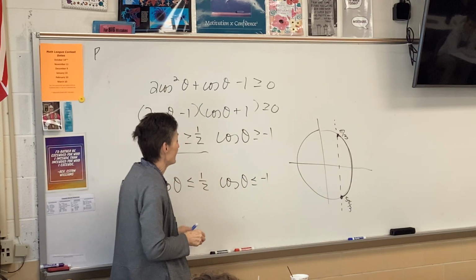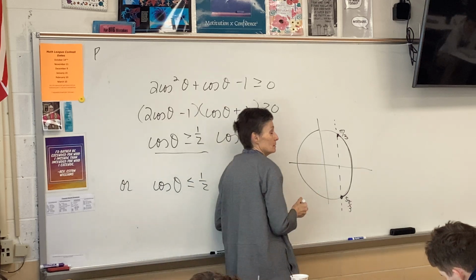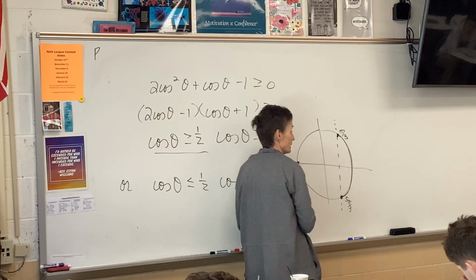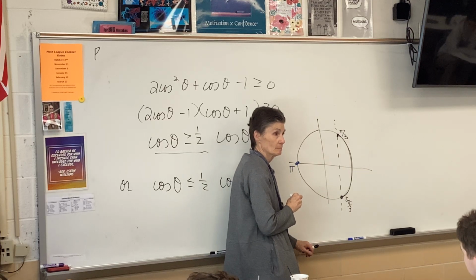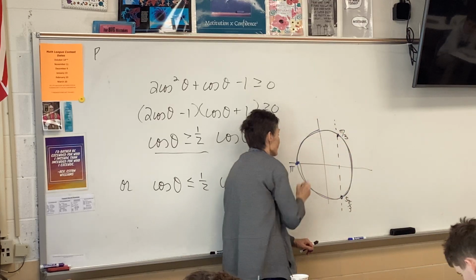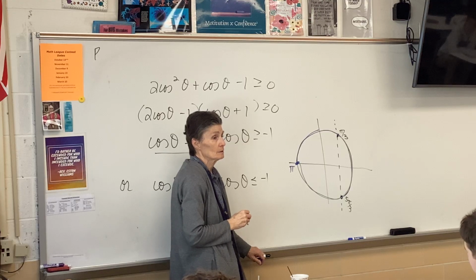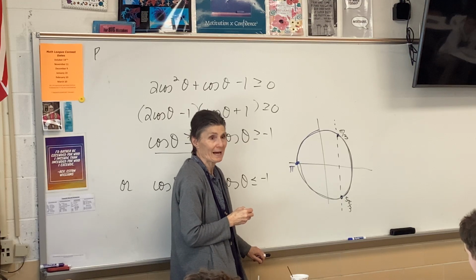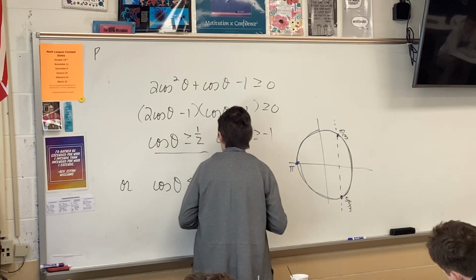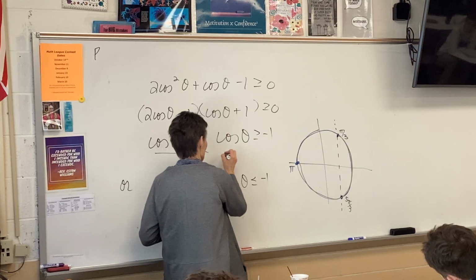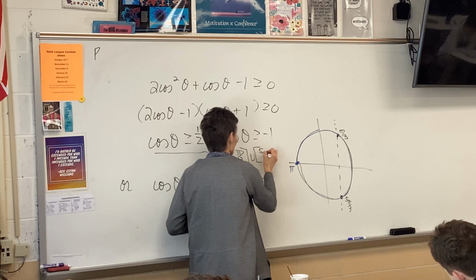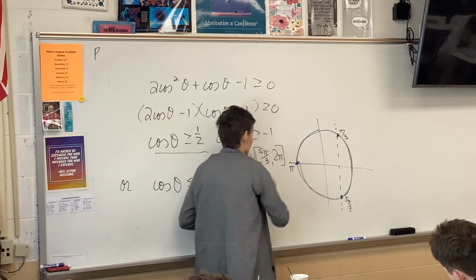Alright, where is the cosine -1? Here. And where is the cosine bigger than -1? Everywhere. So what is the answer to the first part of the problem? What's blue and black? 0 to pi over 3, and 5 pi over 3 to 2 pi, perfect.